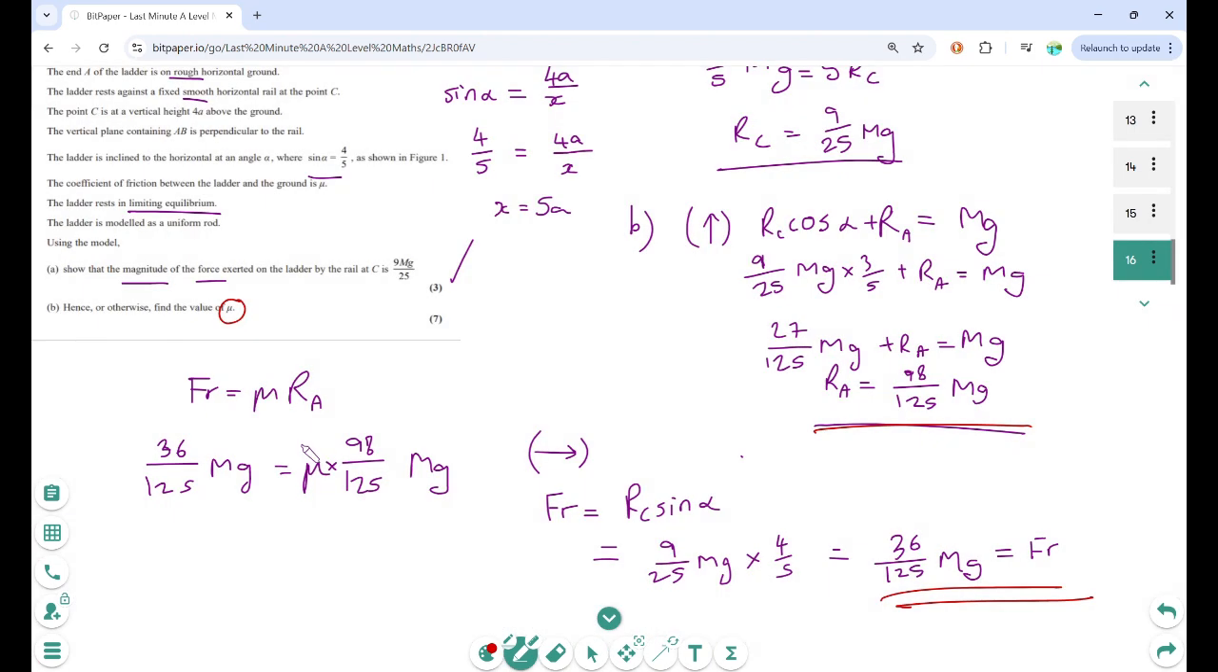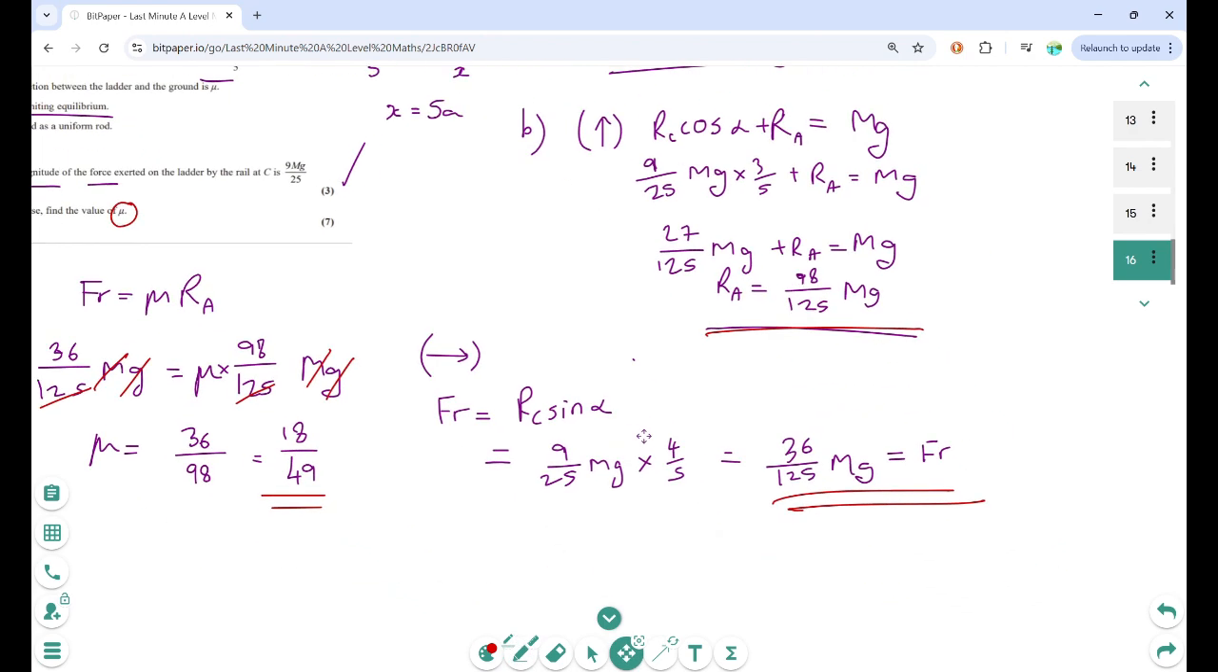Cancel early just to make your life easier. So cancel here, and then cancel again. We can get rid of this. Divide 36 over 98 and then simplify if possible. 18 over 49 if my mental maths is correct. And that's your answer.